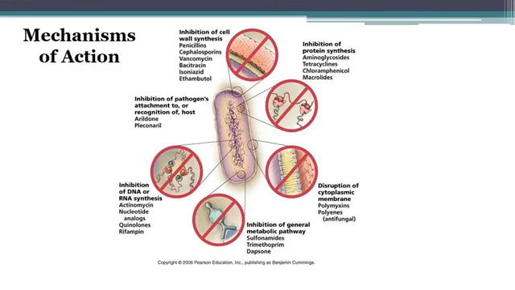This is a nice summary diagram showing the targets where all these drugs inhibit, and then individual drugs that kind of fall under that category. So the drugs that inhibit the cell wall synthesis are all listed here. Yes, you do need to know that. Drugs that inhibit protein synthesis are listed here. Drugs that disrupt the cytoplasmic membrane are listed here. Inhibition of general metabolic pathways.